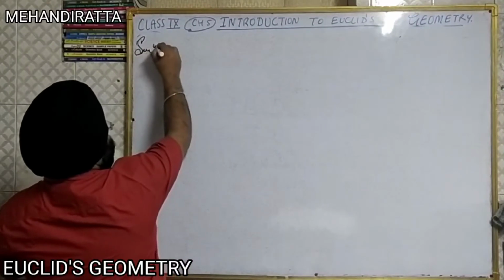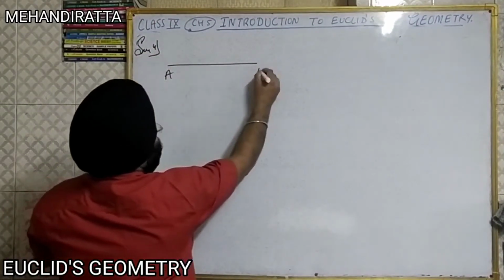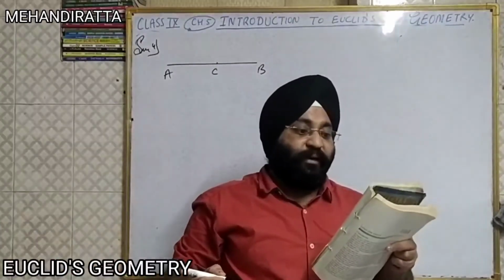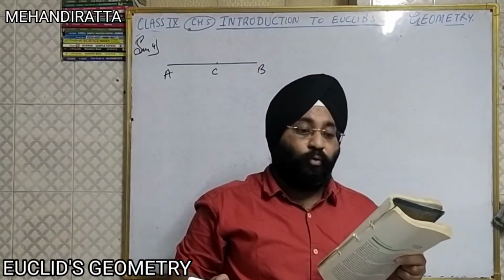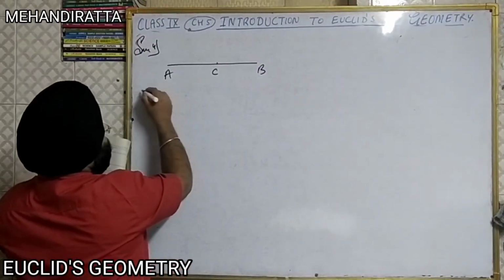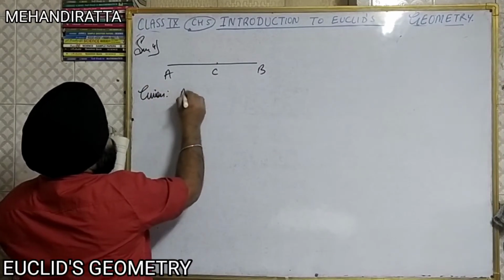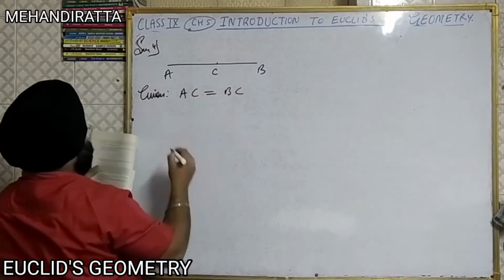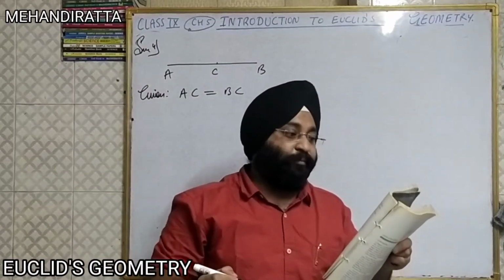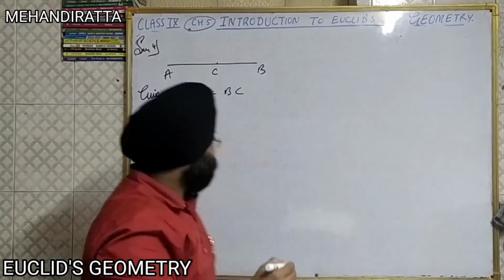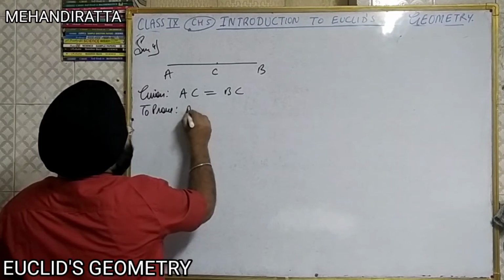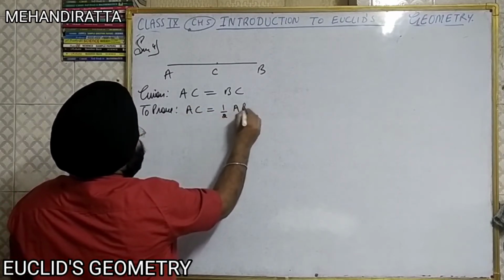Sum number four: if a point C lies between two points A and B such that AC equals BC, given AC equals BC, then prove that AC is half of AB, explained by drawing the figure. To prove: AC is half of AB. Proof.